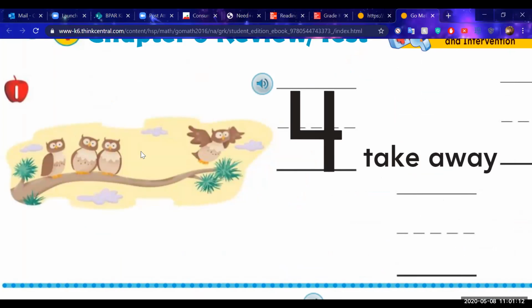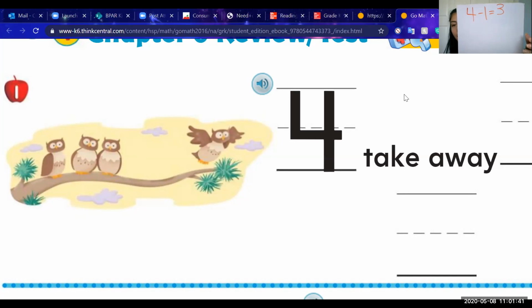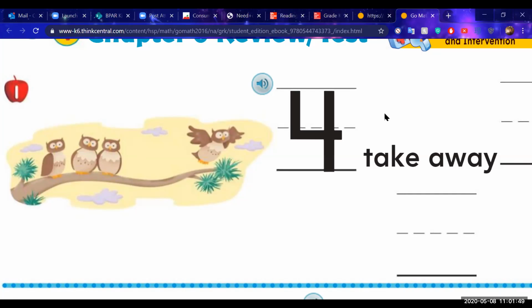So the problem, if we were to write it out using numbers, would be 4 take away or minus 1 equals, how many owls are left? 3. So our problem reads as 4 take away or minus 1 equals 3. Go ahead and write that down. 4 minus 1 equals 3. Let's look at another problem.